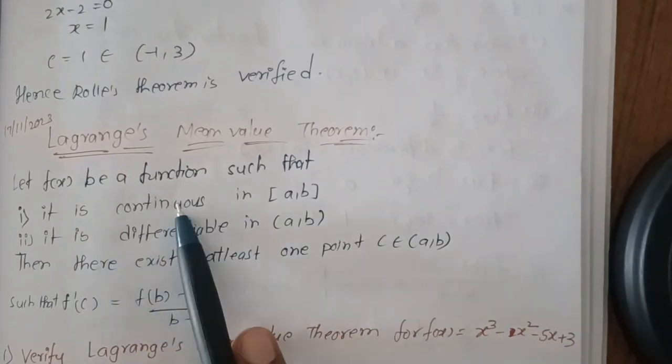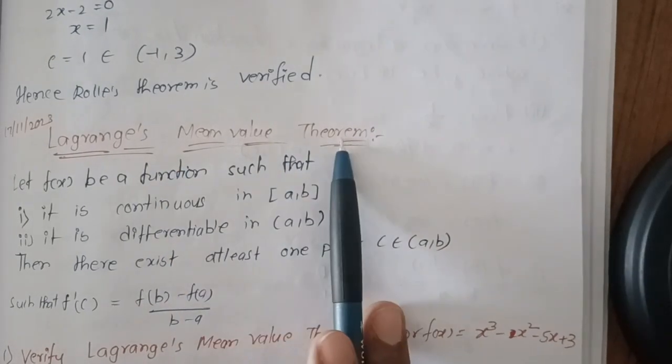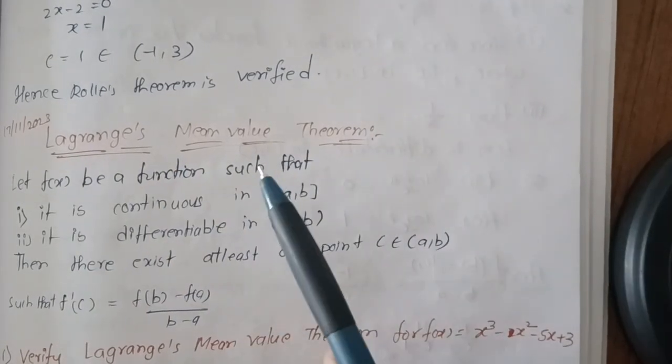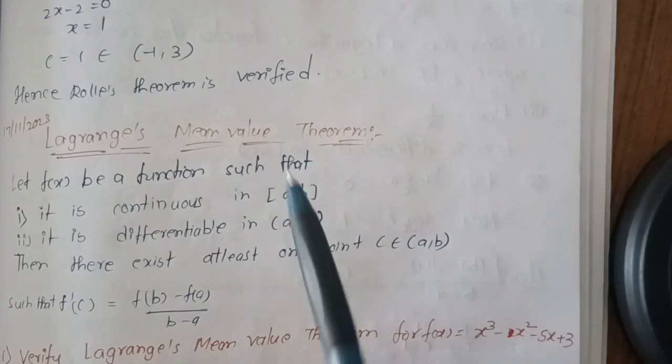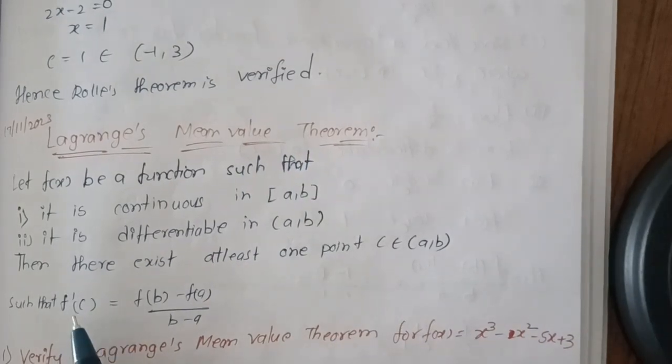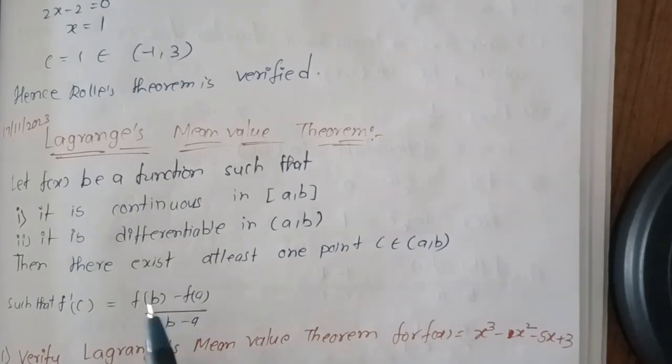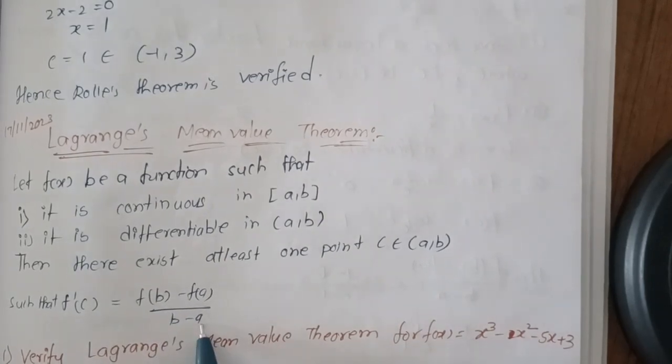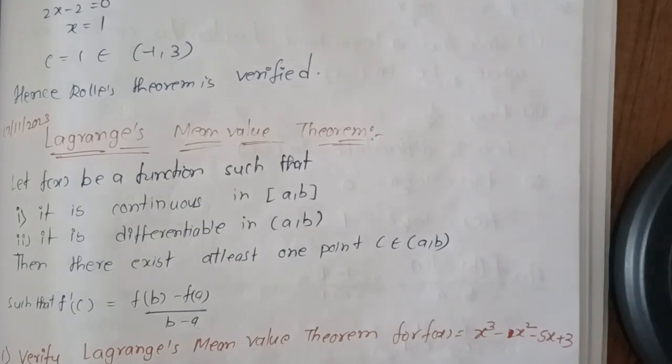If all three rules are correct, then Lagrange's theorem is applicable for the given function. Here the main change between Rolle's and Lagrange's is f dash c. Here f dash c is equal to f of b minus f of a by b minus a. Next we see the problems on it.